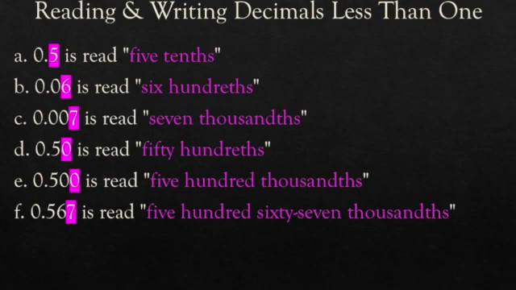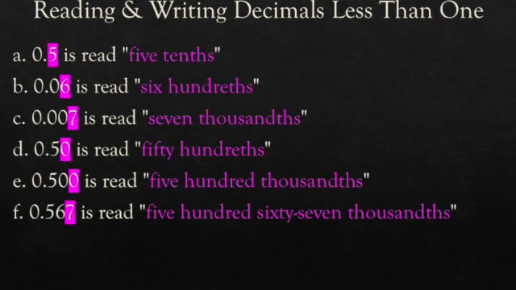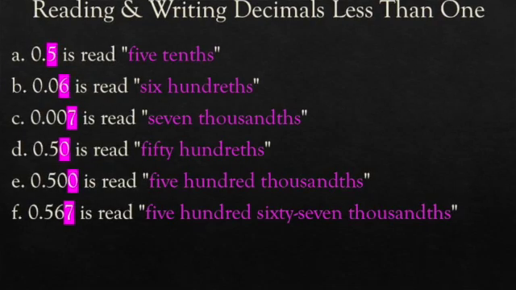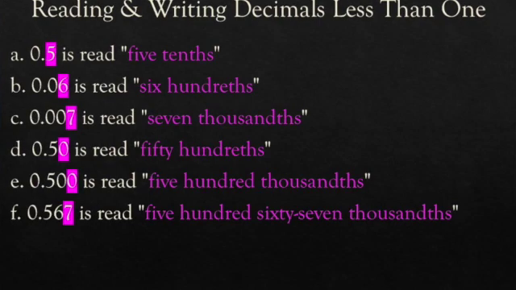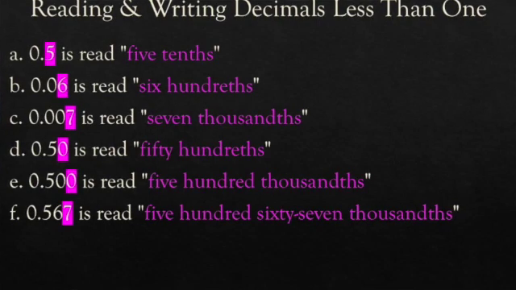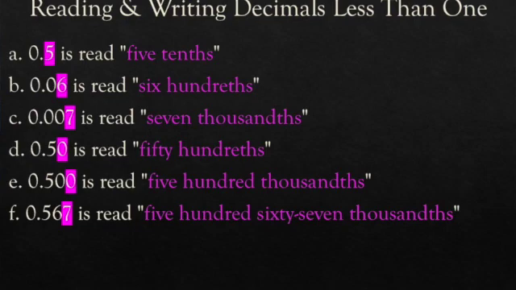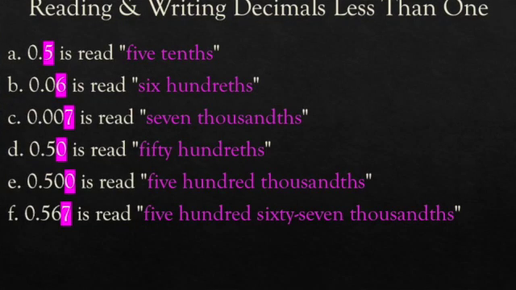You have to count the zeros and the place that it is in, and then name it in that last place. F is 0.567, which is read as 567 thousandths. Give yourself a second to let that sink in, and you may keep moving on.